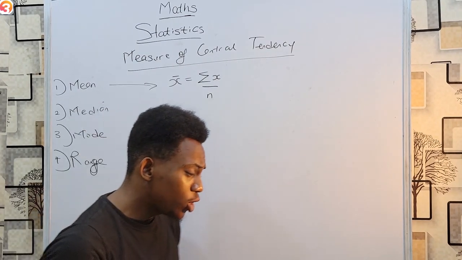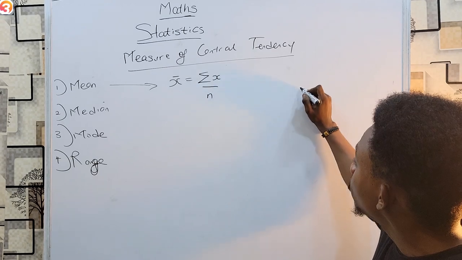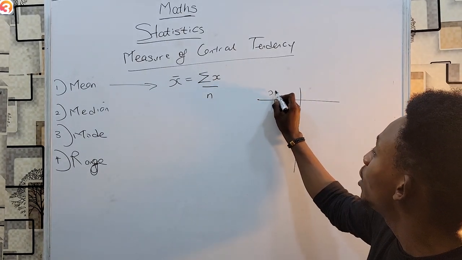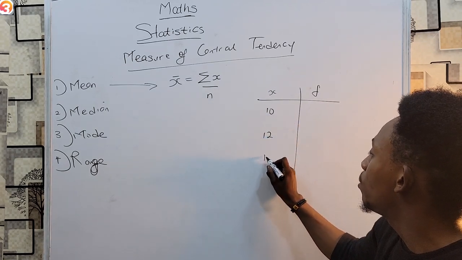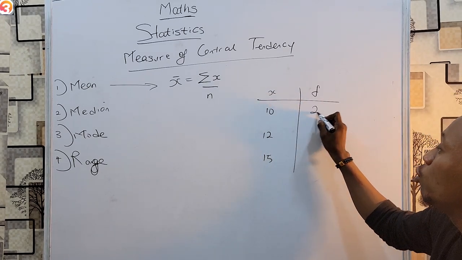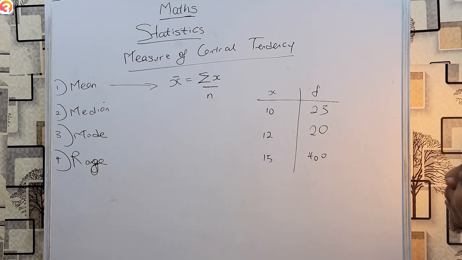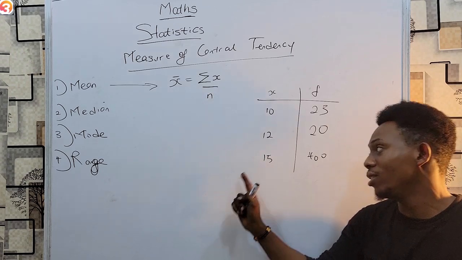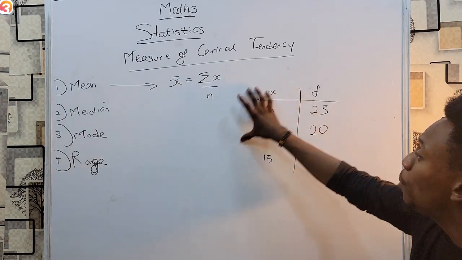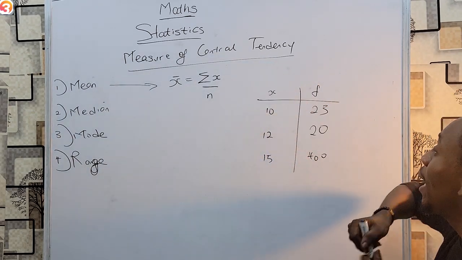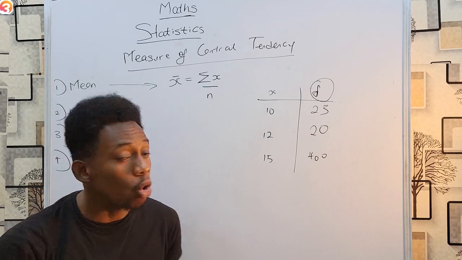However, in some cases, this data is not given to you quite so easily. For example, there's something called a frequency table. It could tell you that these are your values and they have frequencies. Let's say the values we are dealing with are 10, 12, and 15. They could tell you 10 has 25, 12 has maybe 20, and 15 has 400. Instead of writing 10 in 25 different places, 12 in 20 different places, and 15 in 400 different places, you can use this simple table to express it. And this frequency f here represents how many times a particular variable occurs.